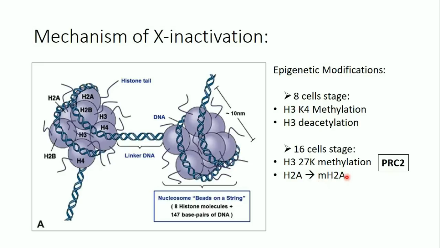Why? Because macro H2A inhibits any remodeling of the chromosome. Before this stage there is a chance of remodeling. After H2A is substituted by macro H2A, there is no chance for remodeling, and the process becomes irreversible. Afterward, in the 32-cell stage, there is also methylation on H3K9. After all these modifications, the chromosome becomes so compacted together.